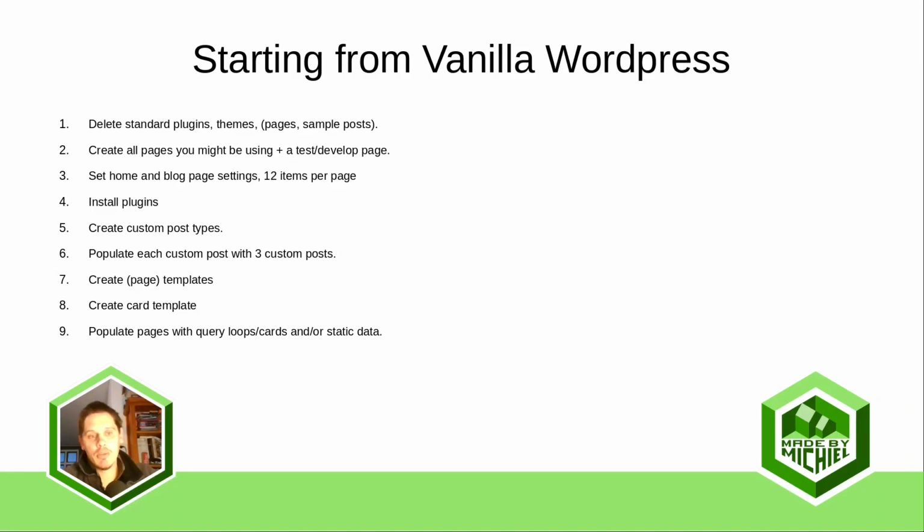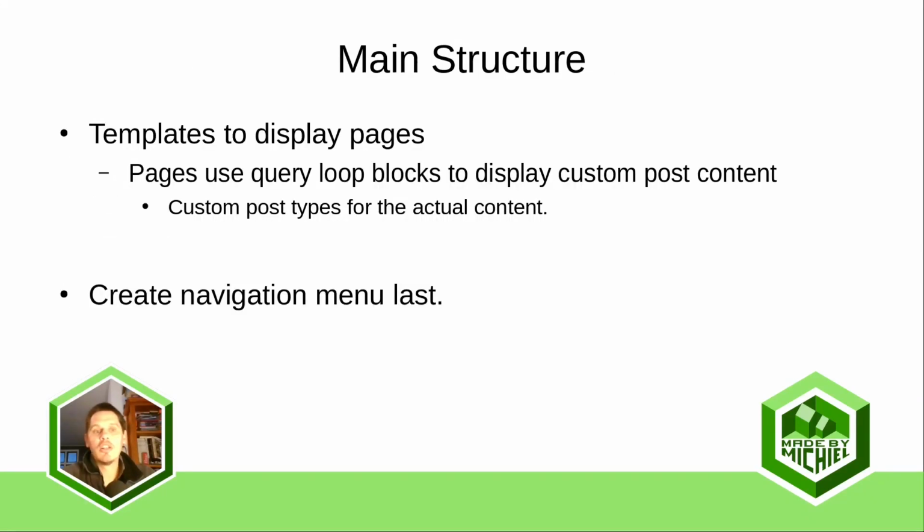And then you would populate each custom post type with 3 custom posts, so you have some stuff to show in your cards. Then you create your page templates. That's not your pages themselves. You created them a long time ago. Then you would create your card template, and then you would populate your pages with query loops, cards, and/or whatever other type of static data you would want to put in there. The main structure would be your templates would display your pages, use query loop blocks to display custom post content, and then you would use custom post types, so the very different kinds that you make, for the actual content.